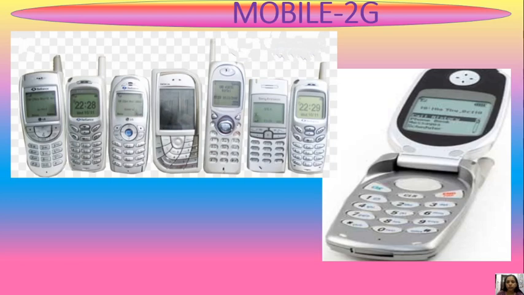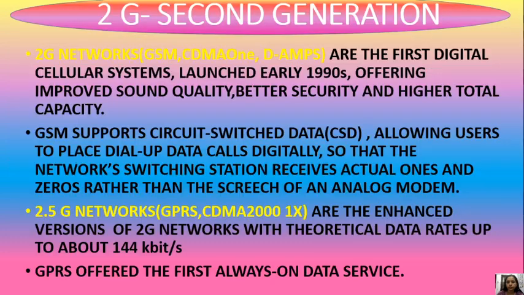Now here you can see 2G mobile phones. You can see how they are different from 1G mobile phones. Now there are some points related to 2G. 2G stands for second generation. 2G networks are the first digital cellular systems. 1G is the first analog cellular system, but this is the first digital cellular system, launched in the early 1990s, offering improved sound quality, better security and higher total capacity. So it is better than 1G.